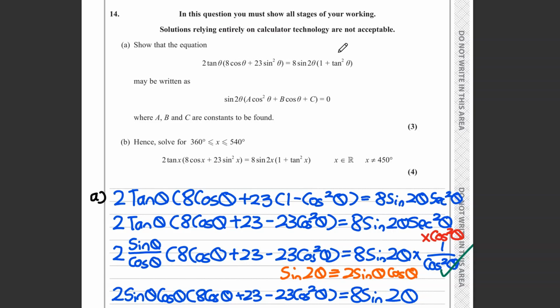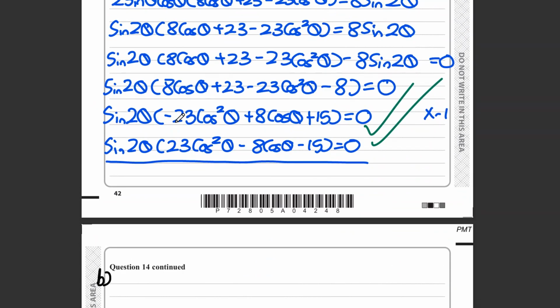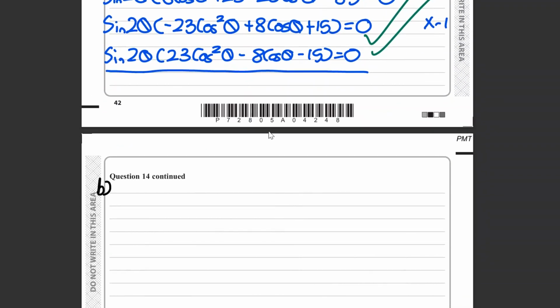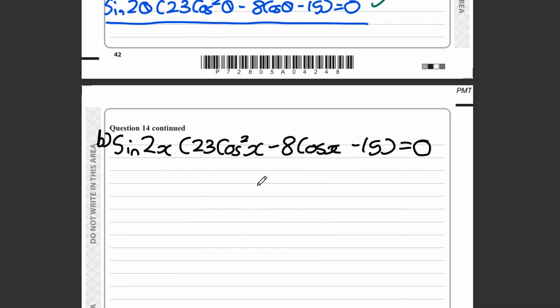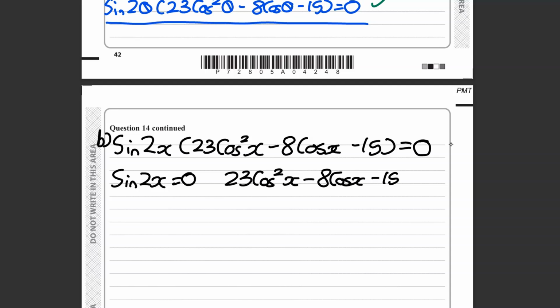And as in part A, we showed that this equation can be written in this format here, or more specifically this format here. We can therefore write this equation as sin 2x, 23 cos squared x minus 8 cos x minus 15, and this is equal to 0. And we're going to solve this equation here. As sin 2x multiplied by this bracket here is equal to 0, that means that either sin 2x is equal to 0 or 23 cos squared x minus 8 cos x minus 15 is equal to 0.